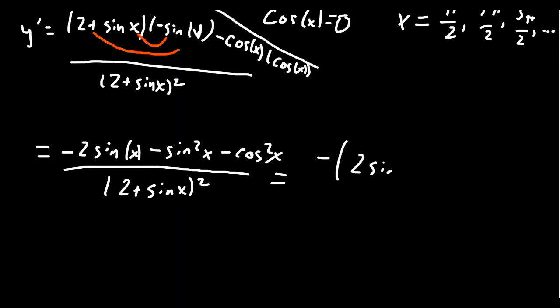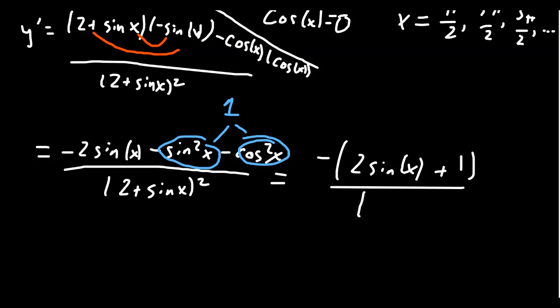And now my trigonometry sense is tingling, right? You look at things like sine squared and cosine squared. We know this comes together to give us 1. This is the Pythagorean identity. So we're going to get 2 sine of x plus 1, and this sits above the 2 plus sine of x, squared. Now, despite the fact you see a 2 on the top and the bottom and a sine on top and bottom, there's no cancellation that goes on there. This is our simplified derivative.